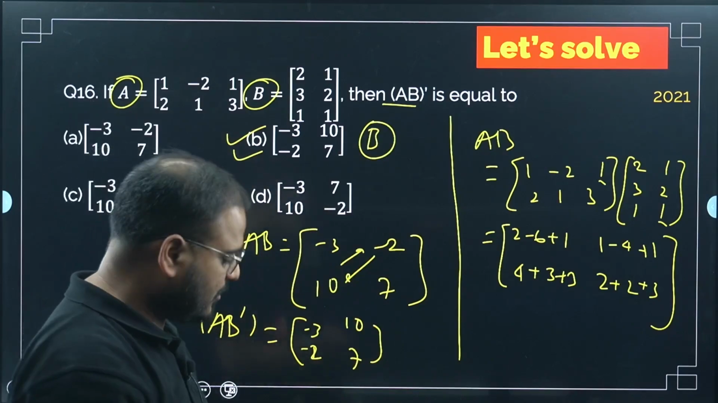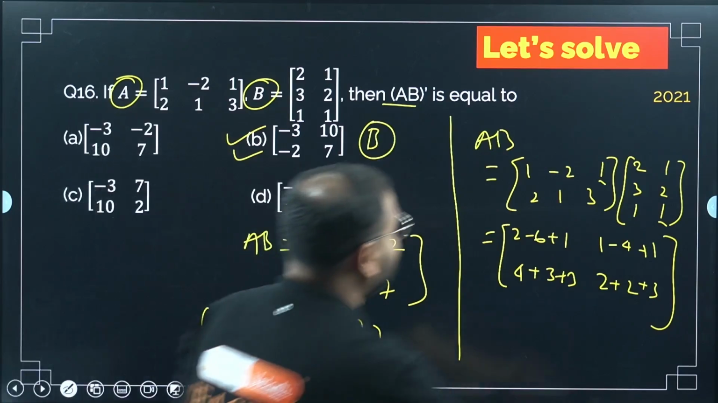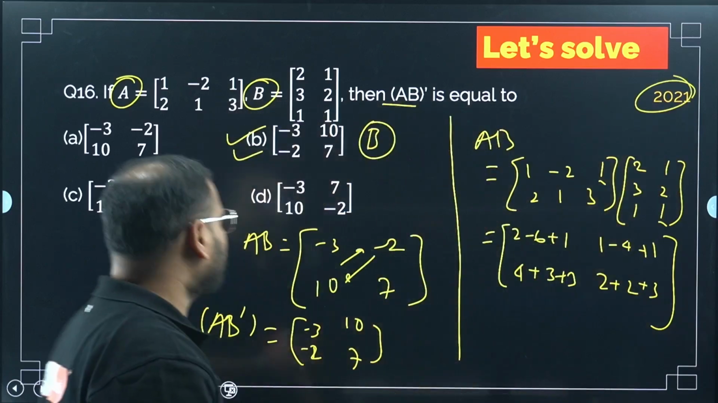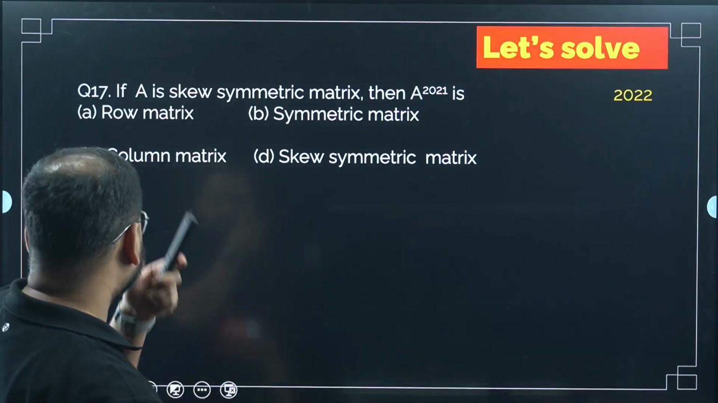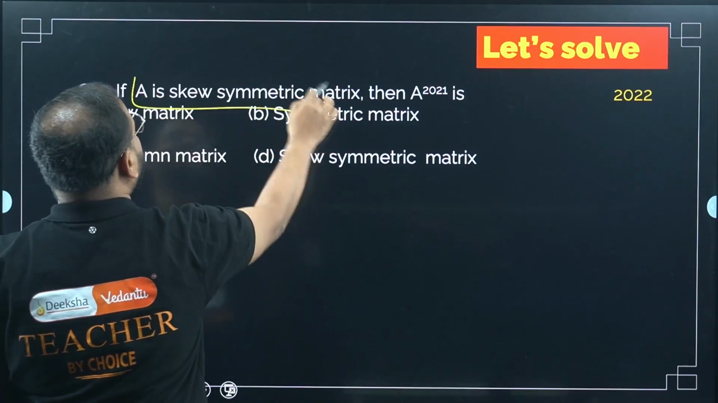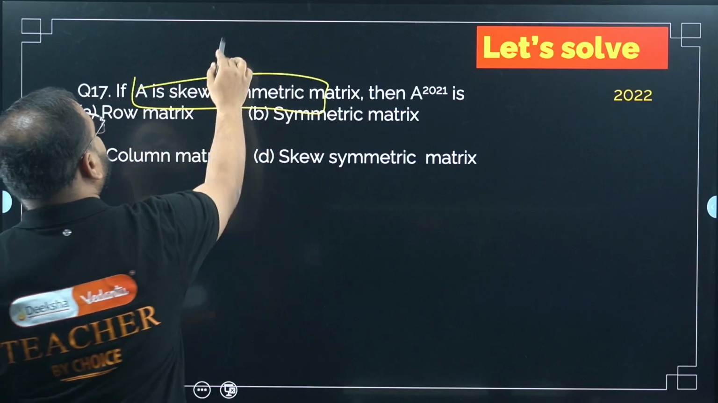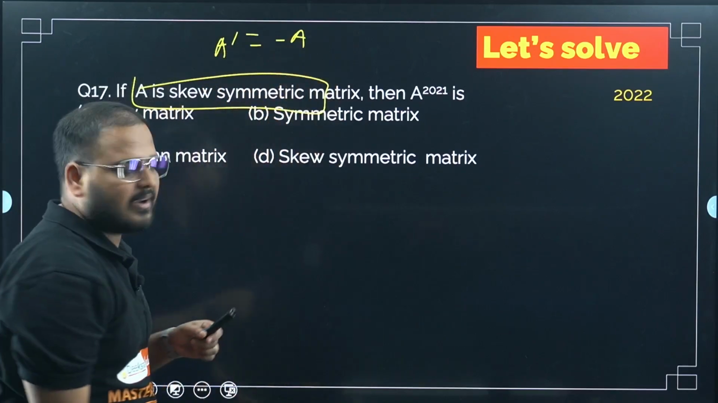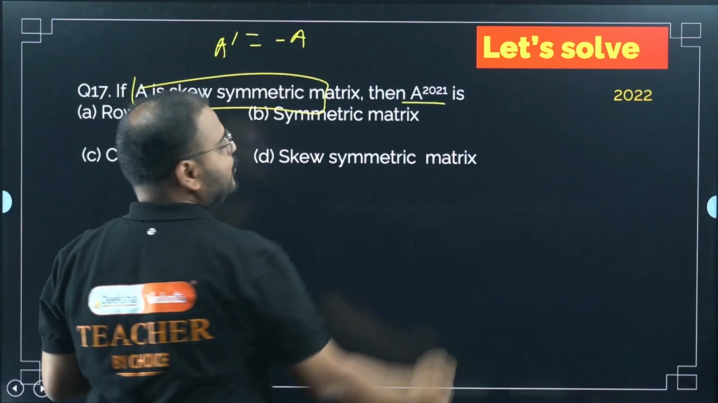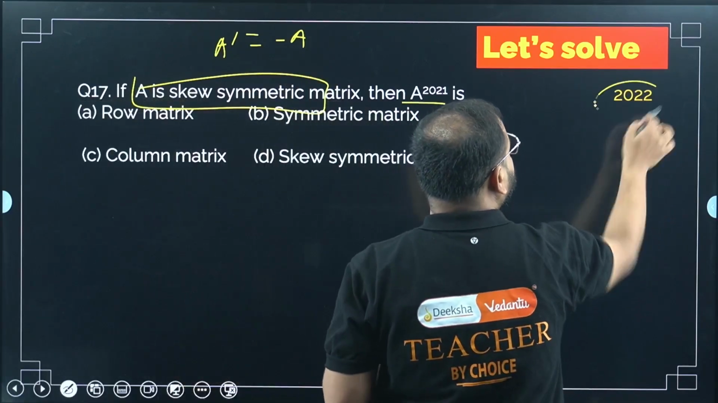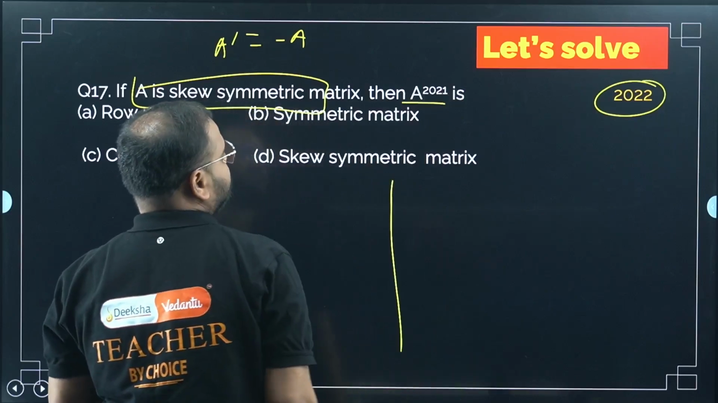Correct? Simple question, very simple problem. Asked very recently, in 2021 they have asked. So this is how the questions are being asked here in your matrices. I know you can solve it. Okay? They're saying A is skew symmetric, which means A transpose is nothing but minus A. Correct, right? They're asking us the nature of A^2021. Again asked so recently. And you'll see how easy this question is.